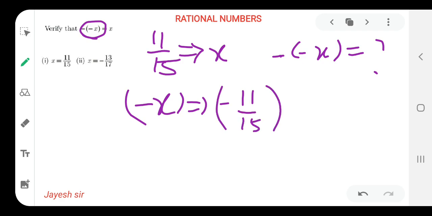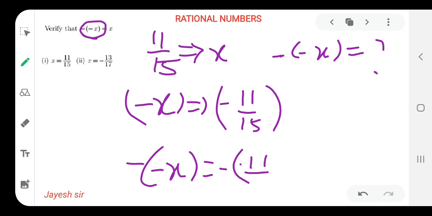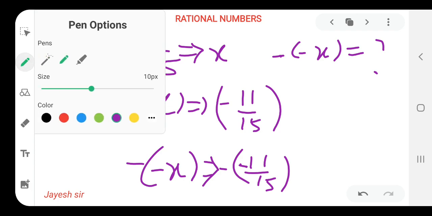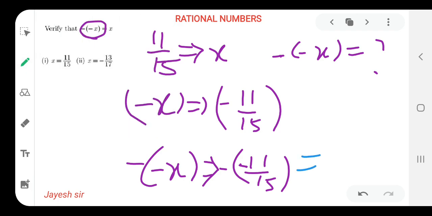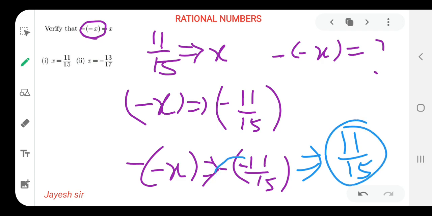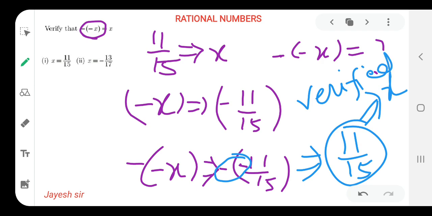What we want to make is minus minus x. Again we add a minus sign to the minus x. By further solving this, we get 11 by 15, because this minus and this minus make plus. So the result is 11 by 15, which was the original value of x. So we have got that. It is proved and verified. I hope, friends, you all enjoyed that. It is very simple.